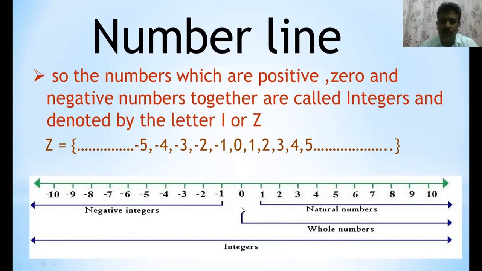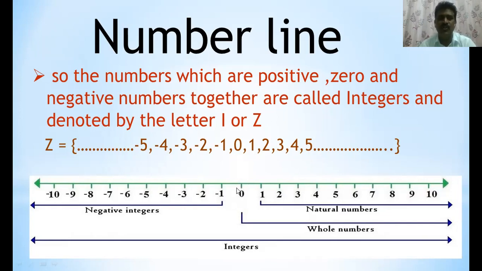If you take 0 also, all these numbers are whole numbers. Once again, I repeat, if you take from 1 to the right side, all the numbers are natural numbers. If you take from 0 to the right side, all these numbers are whole numbers. If you take from minus 1 to the left side, all these are called negative integers. If you take total numbers, these negative numbers, 0, and also positive numbers, all these are called integers. In this, natural numbers are positive integers, the left side of 0 are negative integers, and 0 is called neither positive nor negative.